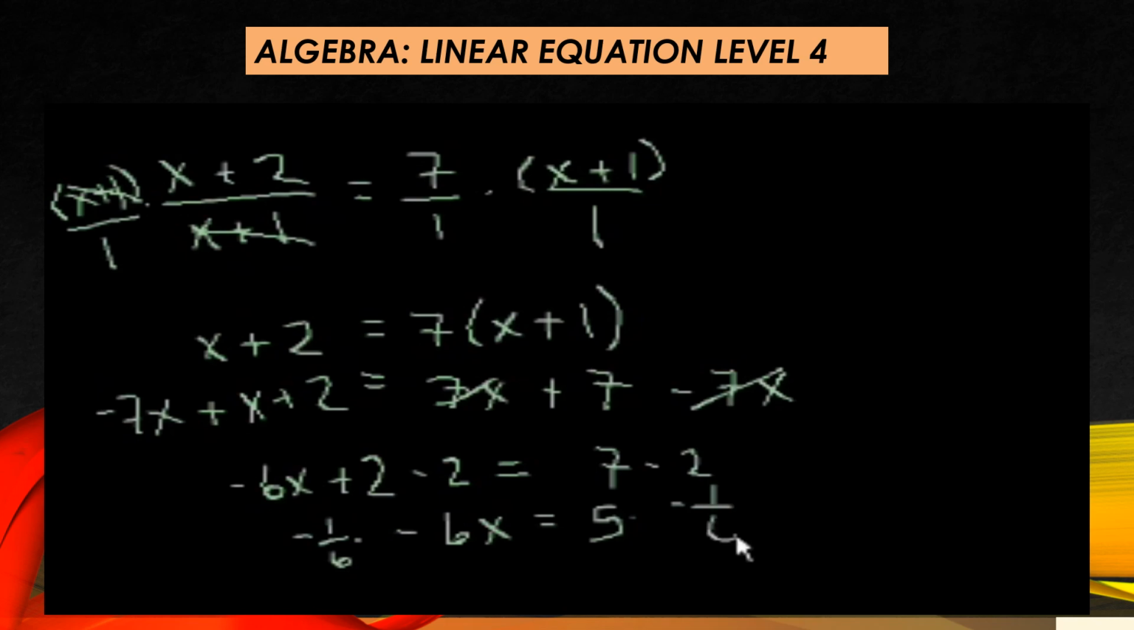Negative 1 over 6. The left-hand side, negative 1 over 6 times negative 6, well, that just equals 1. So we just get x is equal to 5 times negative 1/6. Well, that's negative 5 over 6. And we're done. And if you wanted to check it, you could just take that x equals negative 5/6 and put it back in the original equation to confirm that it worked.